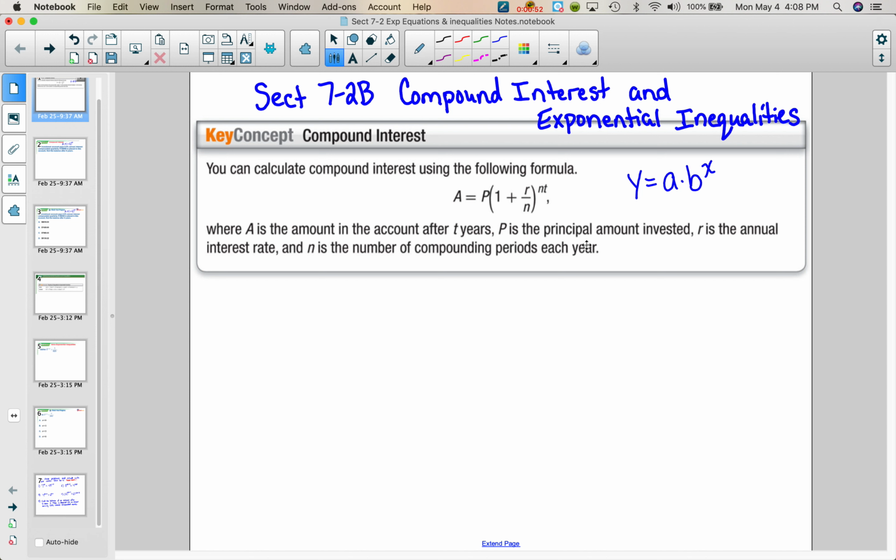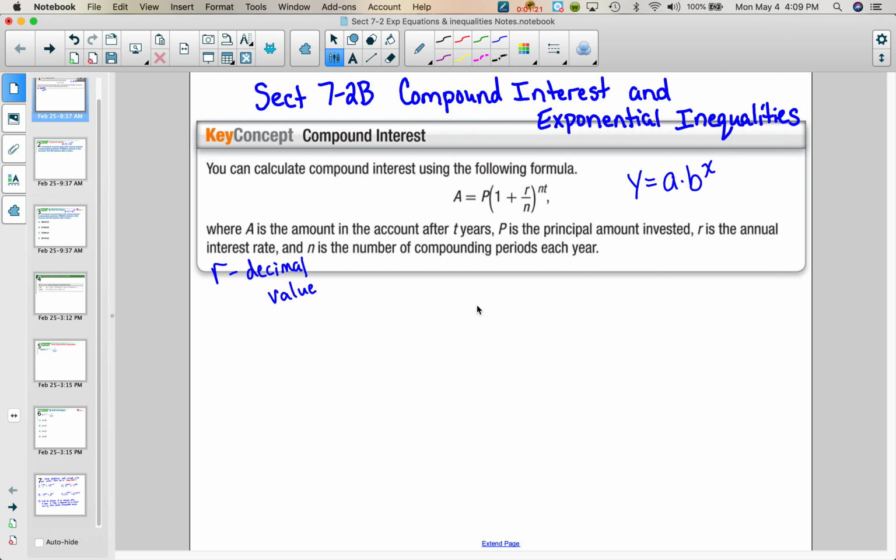P is the principal, so that's the amount that you invest. R is the annual interest rate, and you do have to change this. A lot of times R is given as a percent, but R needs to be a decimal. So you have to change it to a decimal value. And N is the number of compounding periods each year.